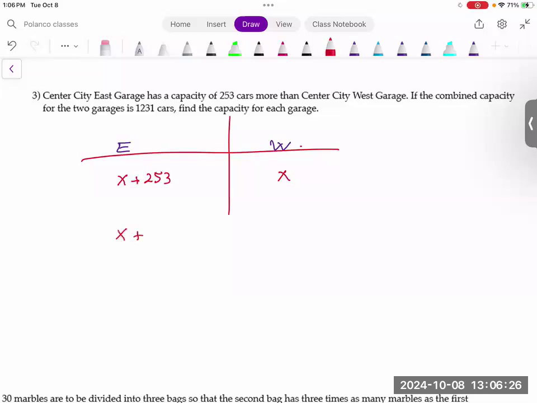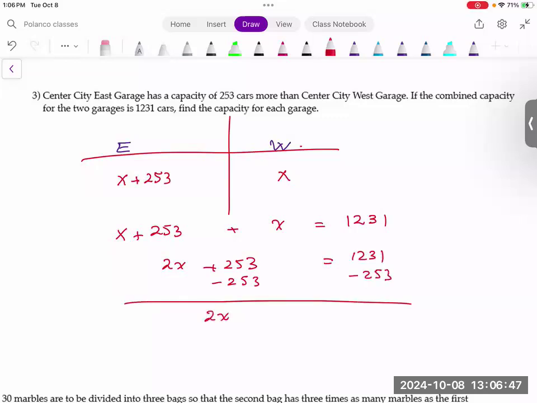So this X plus 253 plus the X is supposed to be 1231. We good? So this is 2X plus 253 equals 1231. Take away 253 from both sides, and I will get 2X equals 978. I forget the number. What, 7 what? 742. Thank you. And then divide them both by 2.